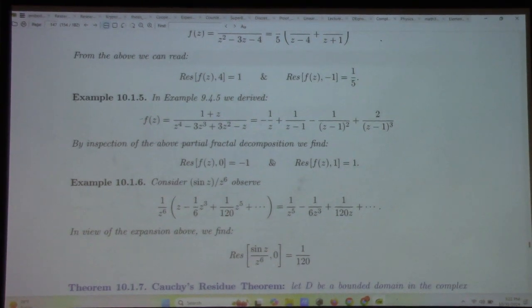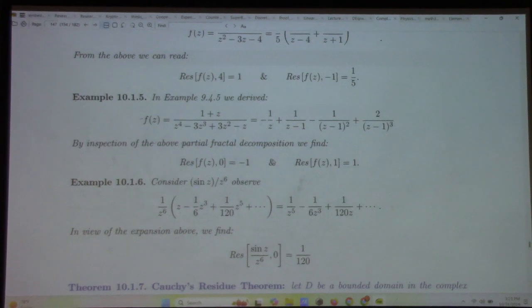The sine of z over z to the 6th: we look at it, we do the power series for sine and do the algebra. We get 1 over z to the 5th. Doesn't matter. Minus 1/6 over z cubed. Doesn't matter. This is all that matters, the reciprocal term in z. That is what, by definition, gives us the residue of 1 over 120 in this case.